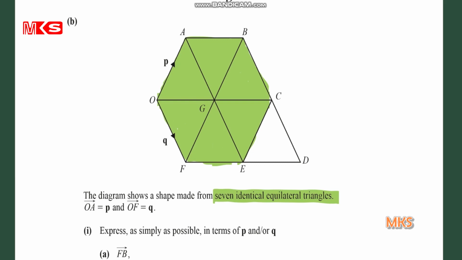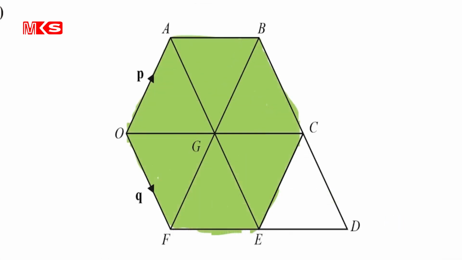In case of a regular hexagon and with reference to vectors, let's identify the equal vectors. You must have this in your mind. OA is P, so GB, the vector GB, will be P. FG will be P. EC will be P. They will be equal vectors. When we say equal vectors, it means they will be equal in length as well as equal in direction. Equal in direction, or you can say these lines are parallel, having the same length.